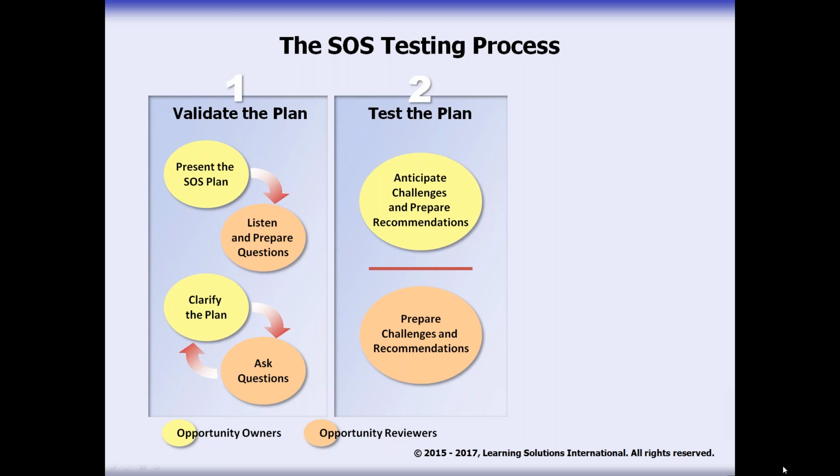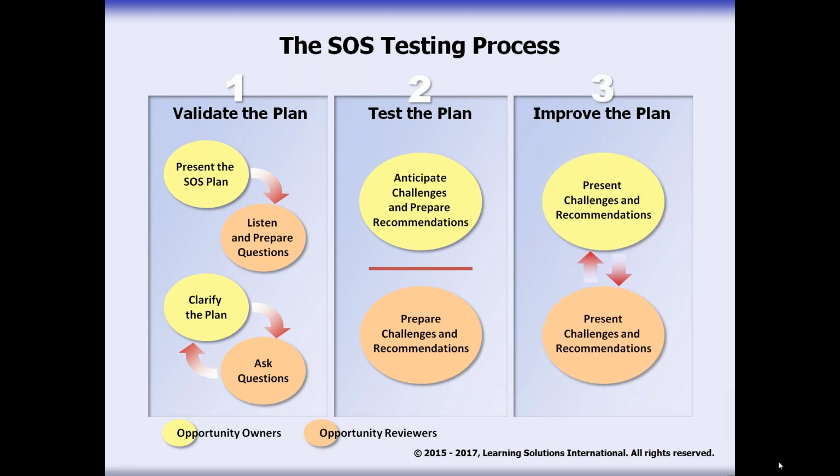And during that questioning process in phase 1, the owners are going to start to recognize maybe some holes in their plan. And they want to go back and present then in phase 3 how they might improve their plan. What kinds of challenges and recommendations did they come up with? How did they modify their opportunity plan based on some of the questions that came up? And then the reviewers are sitting back and looking and listening and then presenting any new ideas that they had that weren't covered by the opportunity owners as they improved their plan.